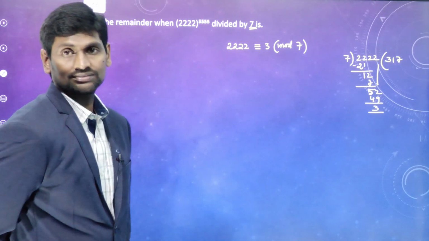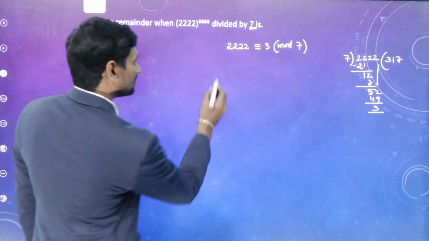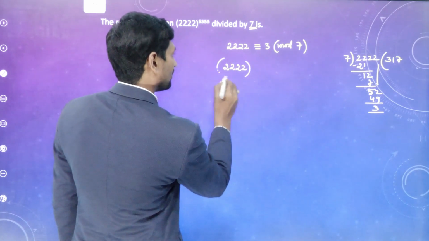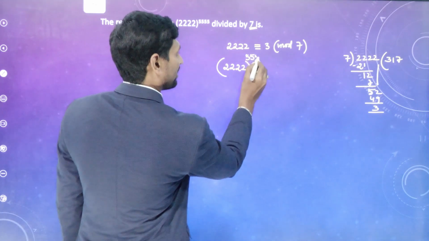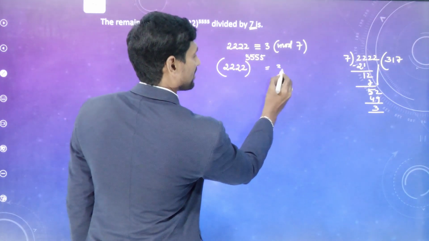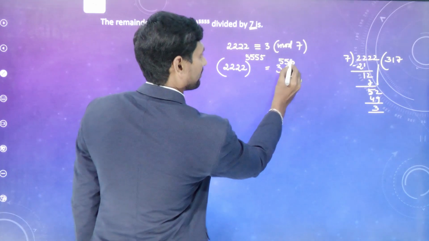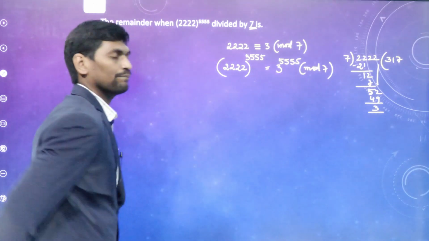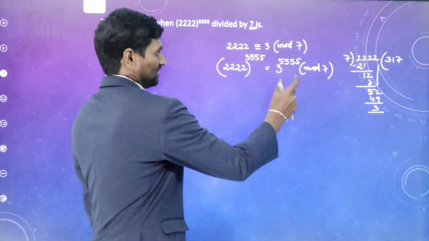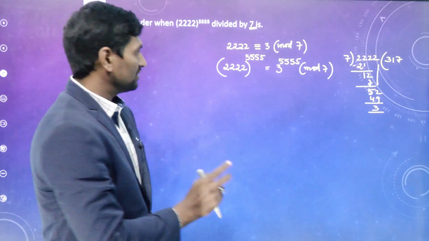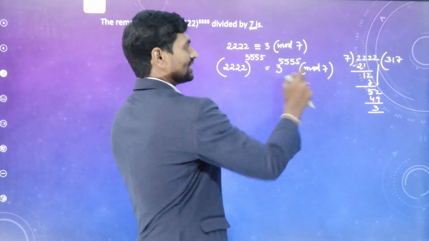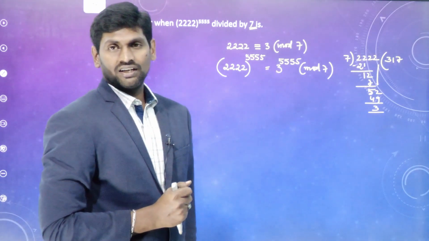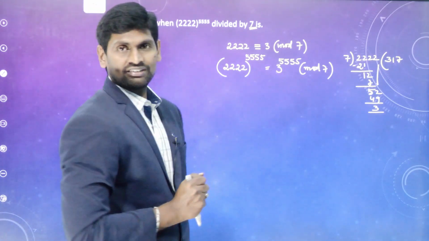Right. Next, we need this up to the powers of 5555. Both sides we are applying the power 5555, mod 7. But according to the previous problem, the remainder should be less than the divisor. Here 7 is the divisor, right? But here the base is more than the divisor.